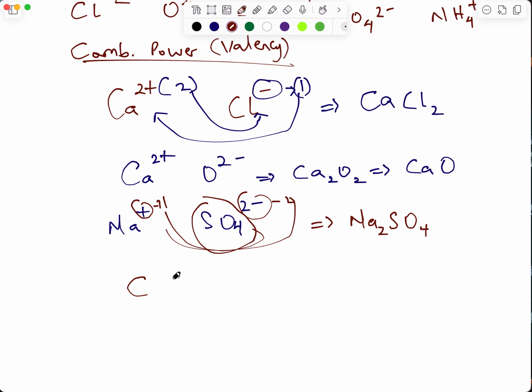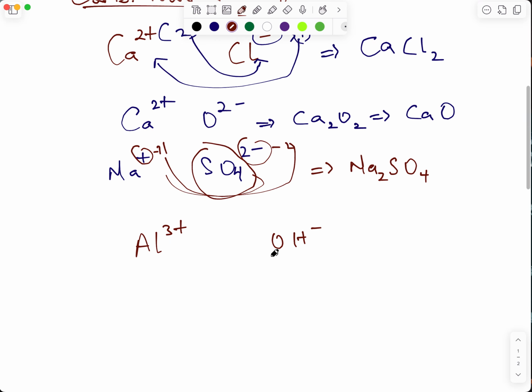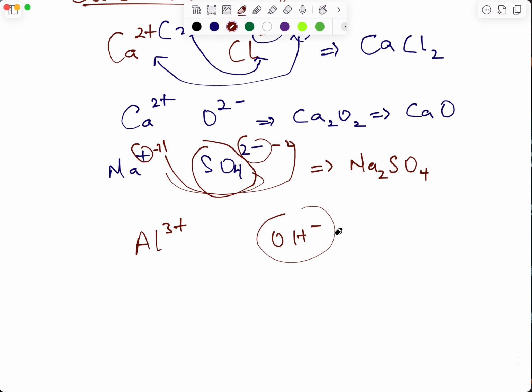Let's do one more before we leave and move to the next thing. So let's do aluminium, Al3+ and OH-. So how will this guy combine? In this place you have combining power of 1. In this place you have combining power of 3. So that implies that this OH is going to have 3 and the aluminum is going to have 1. So what do you have? You have Al, just one of it.